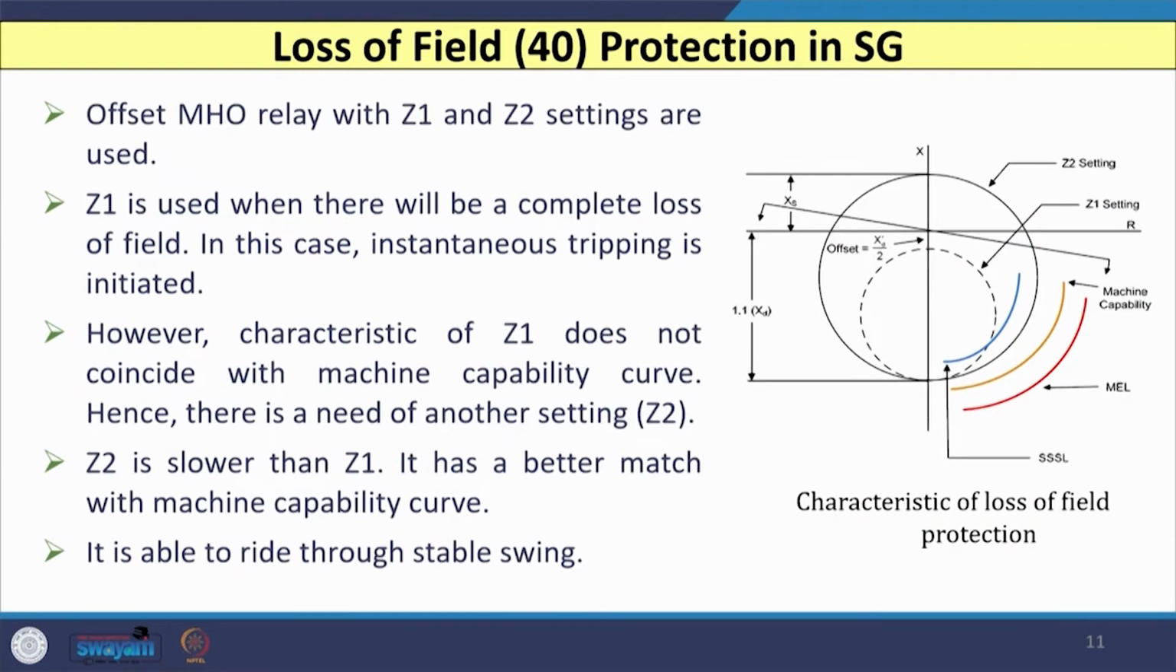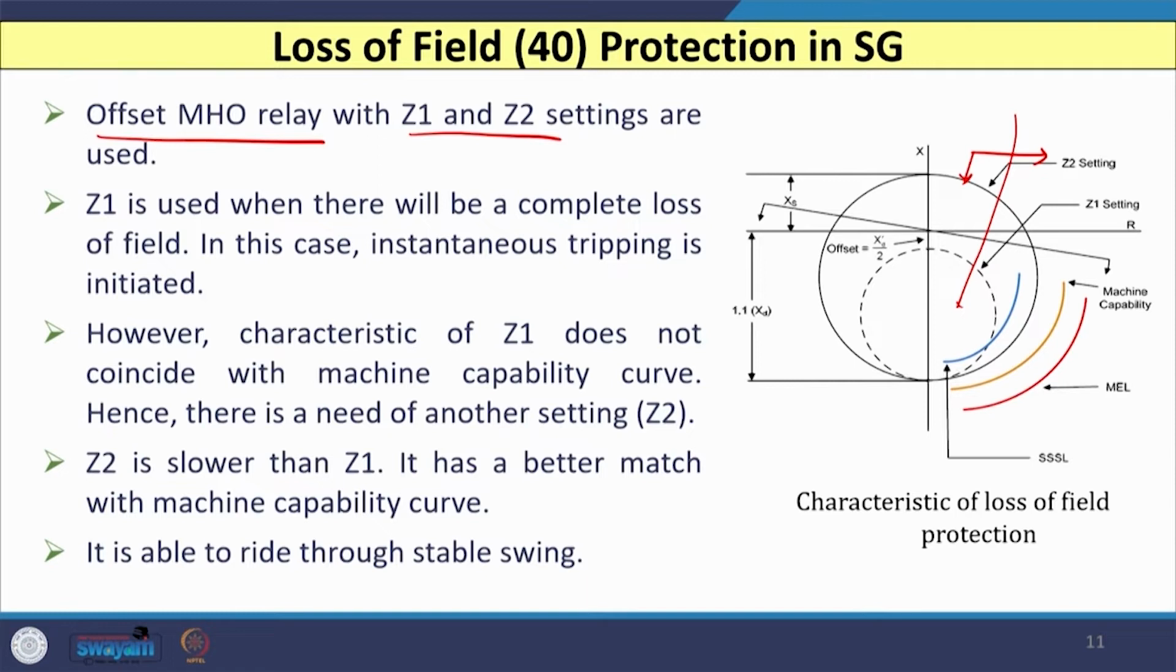To achieve this, to detect the loss of field in a synchronous generator, two types of relay settings are used, and normally they use the offset mode relay with two settings, Z1 and Z2. You can see this dotted circle is the Z1 setting and the full dark circle is the Z2 setting. The Z1 setting is used when there is a complete loss of field. Whenever there is a complete loss of field, the locus will come directly somewhere here in Z1, and it will operate without any time delay.